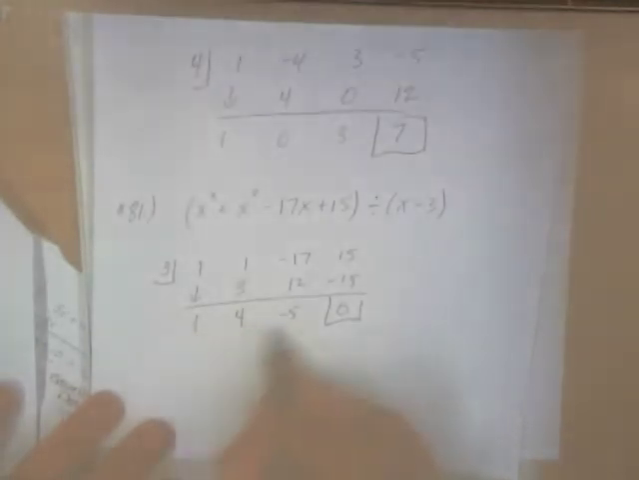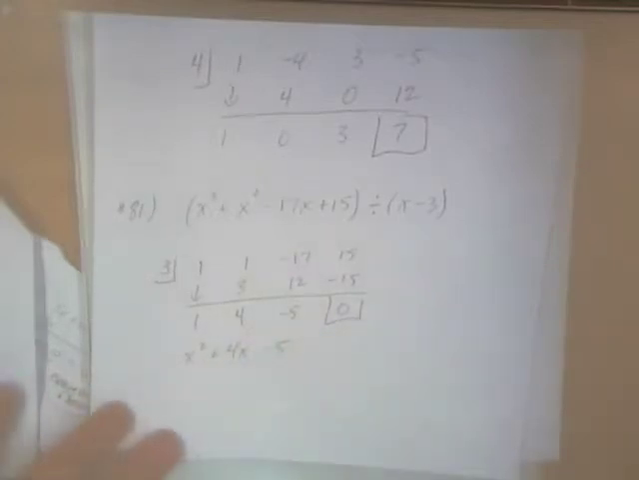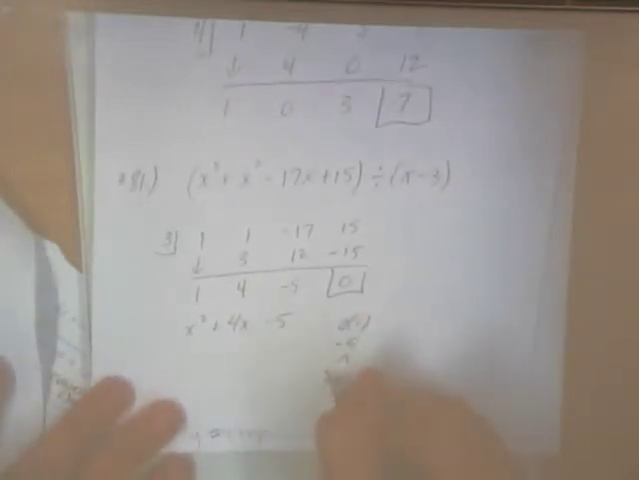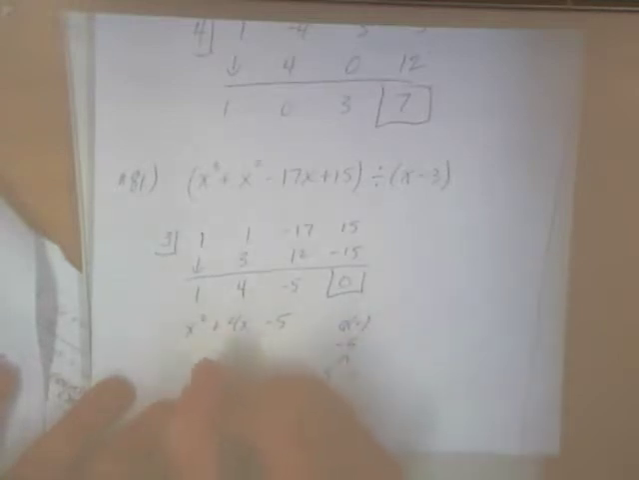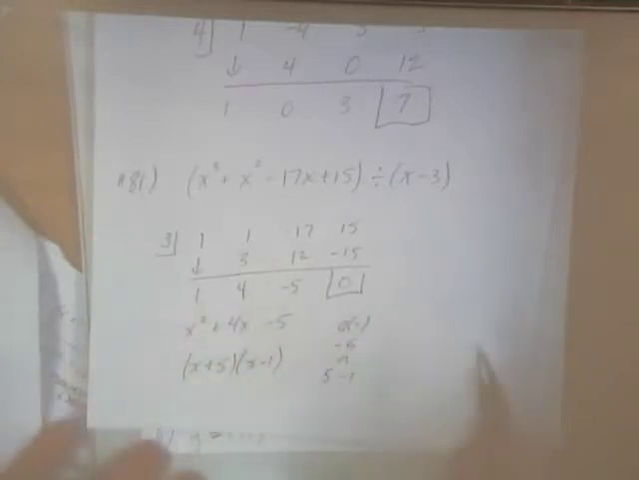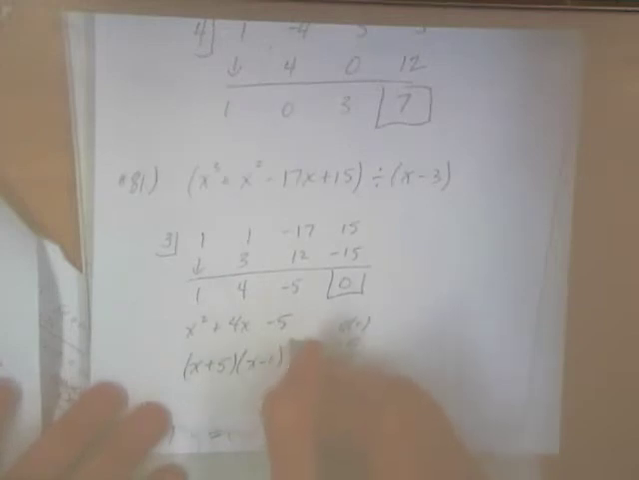So look what I have left over. Now I have not a cubic, but a quadratic. So x squared plus 4x minus 5. So a times c is negative 5, two numbers, 5 and negative 1, right? Add up to 4. So x plus 5 and x minus 1. Those are my other two factors, which would be C. C, thank you.